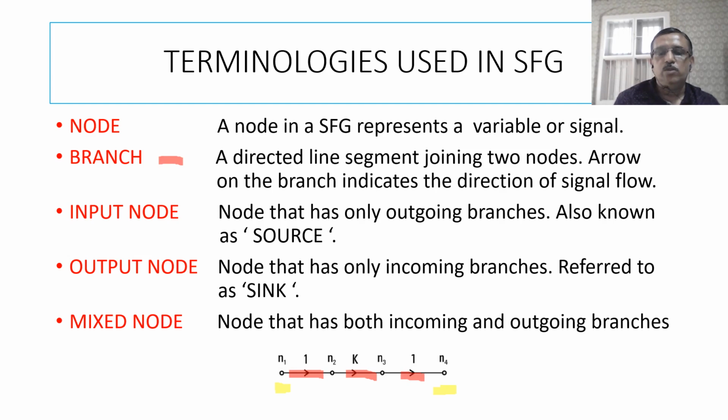So you now know nodes, you know branches, you know the input node. And N2 is what? It's a mixed node. N3 is also a mixed node. Nodes I have marked with yellow. So I'll repeat here. Nodes represent a variable or signal. Branches join nodes. When a signal goes through a branch, it gets multiplied by its transmittance or gain. We'll see that in the next slide.